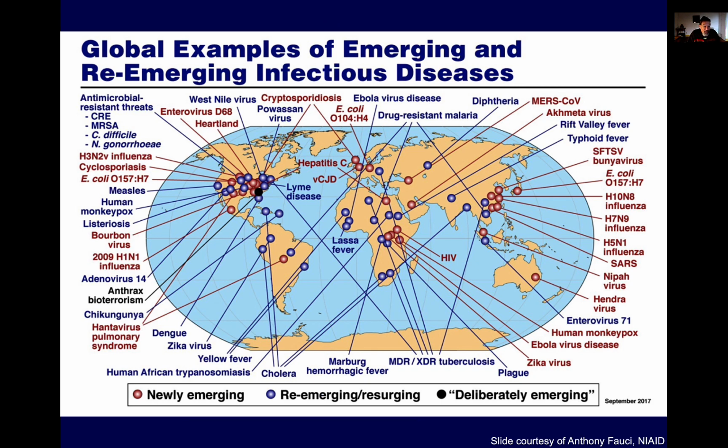This is a slide from Anthony Fauci that just sort of shows the geographic origin of some of these even larger list of emerging infectious diseases to give you a sense of where these things are happening.